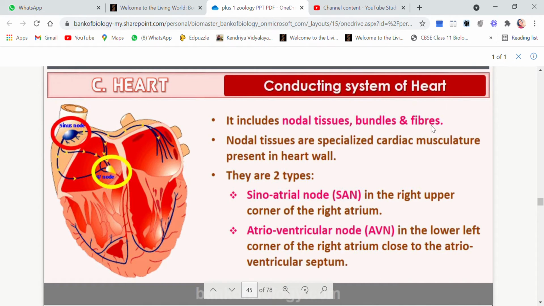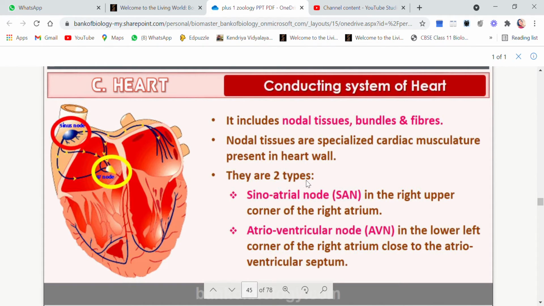bundle and fibers, because we all know that the nervous system and muscular system, both of them are coordinating with each other in the functioning of the heart. Now, nodal tissues are specialized cardiac musculature present in the heart wall. The wall of the heart is properly provided with cardiac muscles. And as I told you in the previous video, the thickness of cardiac muscles towards the ventricle is quite large.